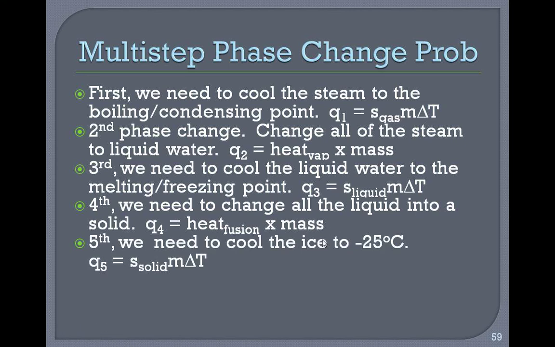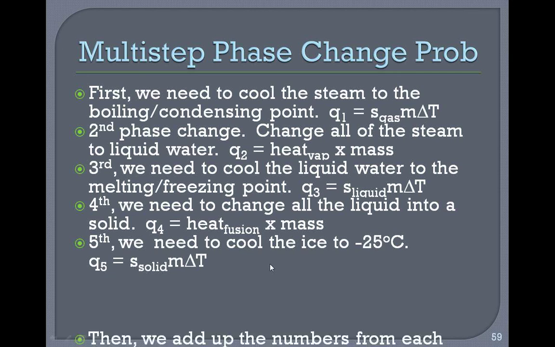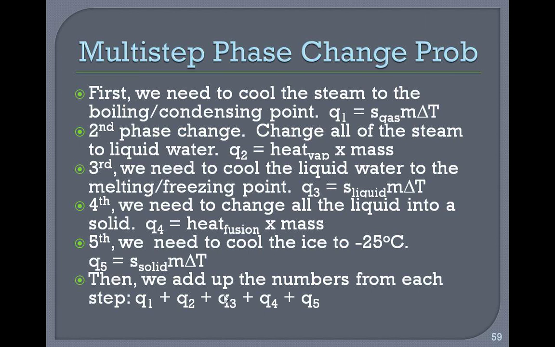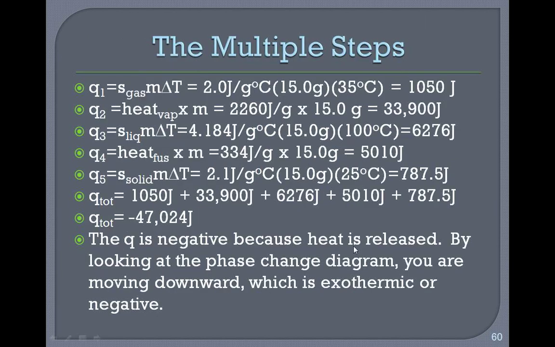And then the fourth thing we need to do is the bottom phase change line, which is going to be Q4, the heat of fusion times the mass. And the fifth thing we need to do is cool it from the freezing point down to minus 25 degrees Celsius, which is another QSMAT, and you have to use the specific heat of a solid. And then we're going to add all those values up. So here's Q1, there's Q2, and Q3, 4, 5, and then we add them all up.